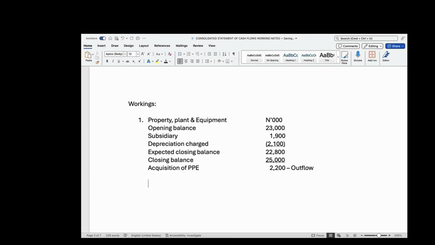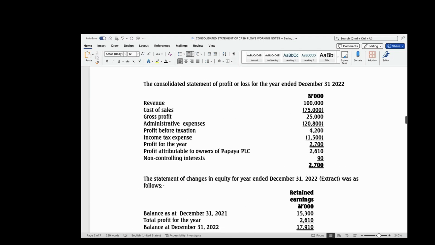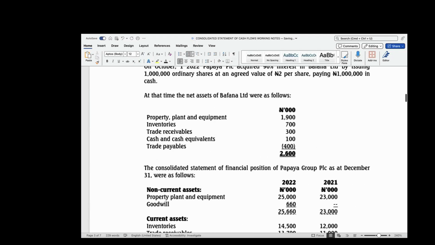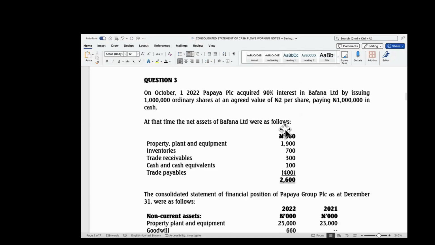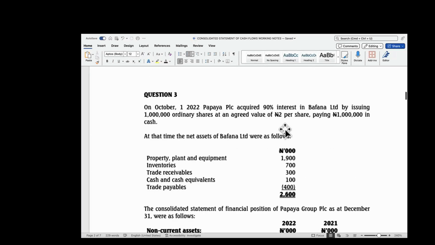Now, having examined the movement in PPE, where's the next item? It is goodwill. You will see that in 2021, goodwill was 0. In 2022, goodwill was 660. And that's because they acquired a subsidiary. And I've told you that the relevant cash movement here is just the money we paid to acquire the subsidiary. And how much did we pay to acquire the subsidiary? We were told that we paid 1 million.